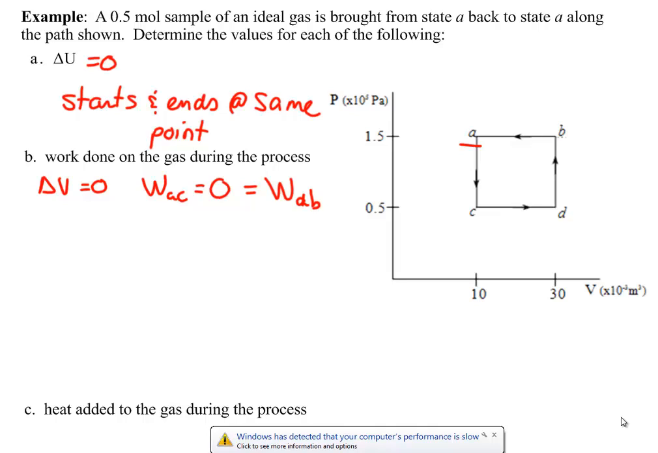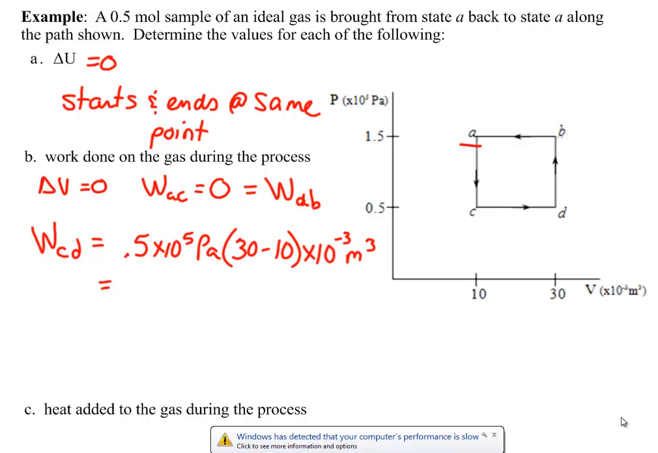From C to D, we do have a change in volume, so we can find the work there. Our pressure at that point is 0.5 times 10 to the 5th pascals. Our change in volume is going from 10 to 30 times 10 to the minus 3 meters cubed. So our volume is increasing. So final minus initial, 30 minus 10 times 10 to the minus 3 meters cubed. So the work we have from C to D is 1,000 joules. And the gas volume is increasing, so that is work done by the gas.